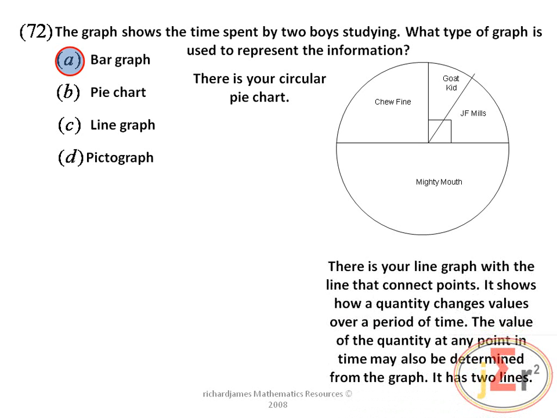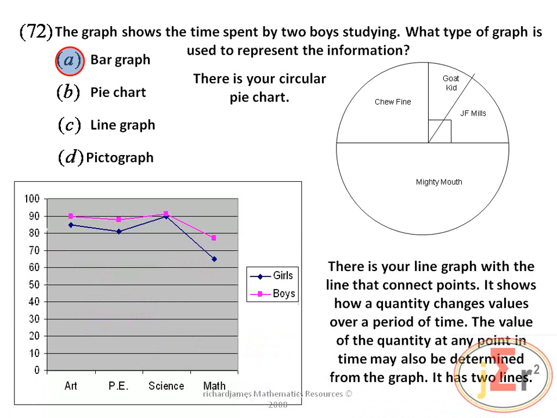There is your line graph with the line that connects points. It shows how a quantity changes values over a period of time. The value of the quantity at any point in time may also be determined from the graph. And of course, this line graph has how many lines? 2 lines.